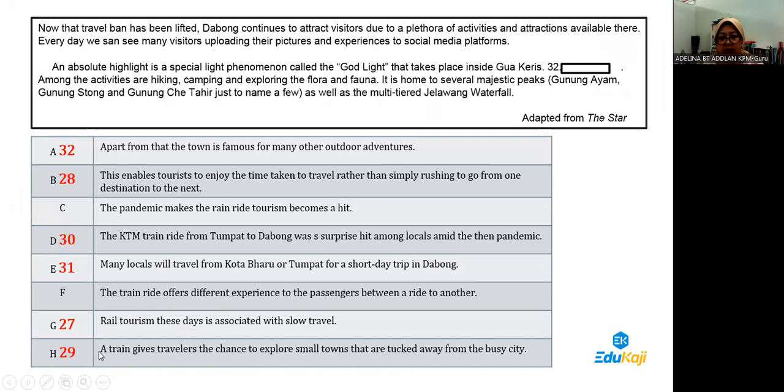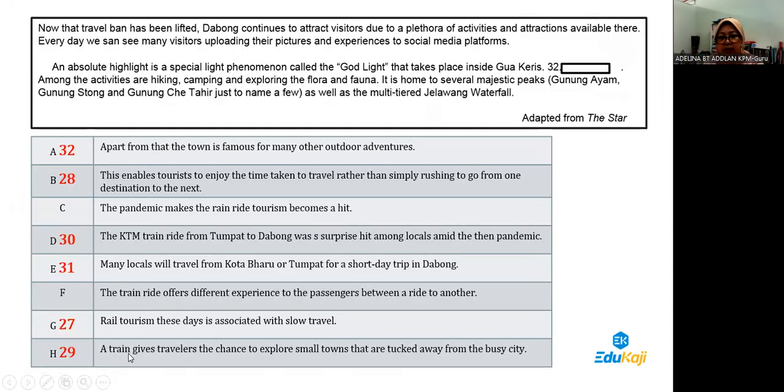Okay, 28. Experts have pointed out that traveling by train endorses the concept of slow travel. See, slow travel. So the answer for 28 is tourists enjoy the time taken to travel rather than simply rushing to go from one destination to another. Slow travel, so they take time.